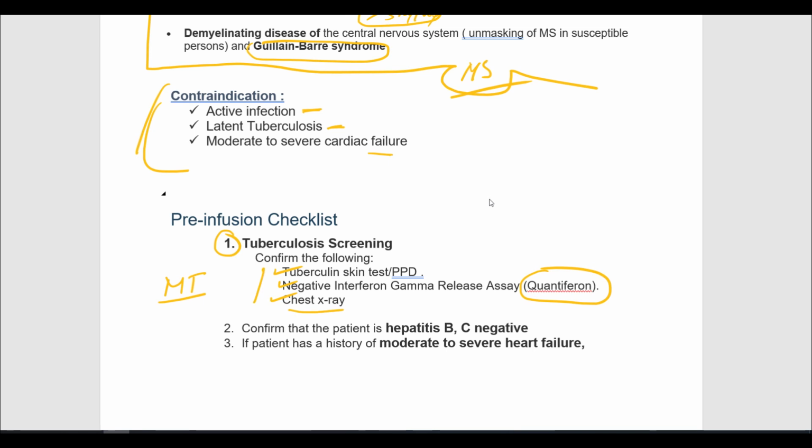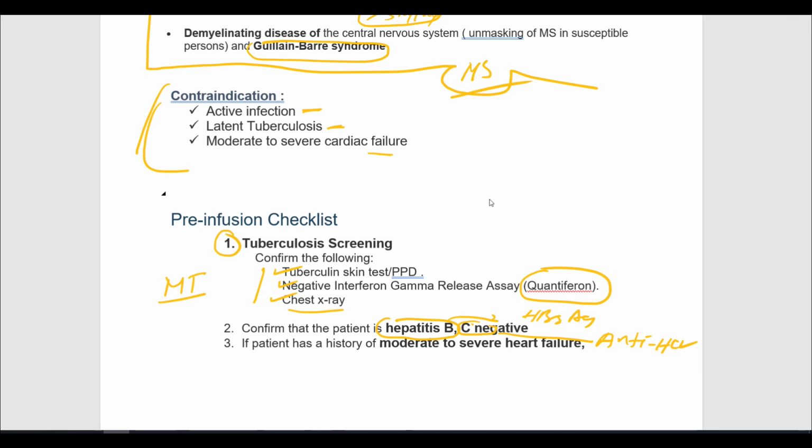we have to exclude tuberculosis, latent or active, and the patient should also have screening for hepatitis B and C virus: hepatitis B by HBsAg, and hepatitis C by anti-HCV.